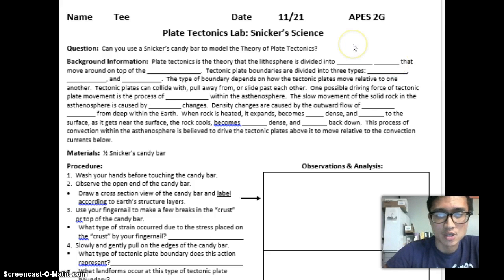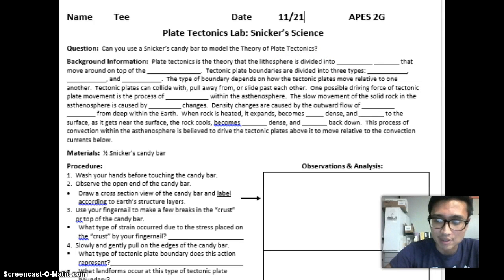Okay, so we started on this lab today, Snickers Science. It is due next class period on the 25th. So the question is, can you use the Snickers candy bar to model the theory of plate tectonics? I'm pretty sure from what we did in class today that you guys would answer yes, right? So let's go ahead and do a little bit of background information.